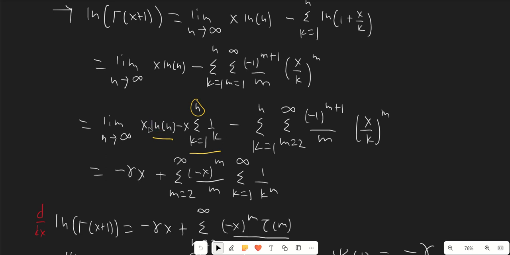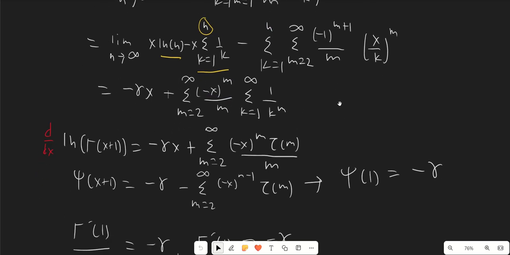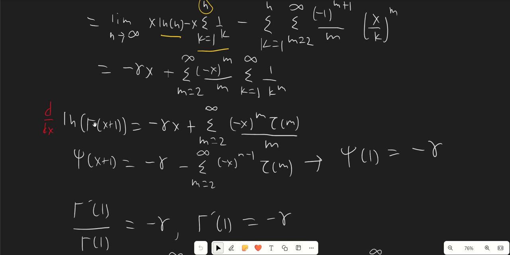So we have the limit as n goes to infinity of natural log of n minus H of n, which is just negative gamma, all multiplied by x. And we have this leftover summation. For this summation, we can go ahead and let n tend to infinity, because now this is just a normal infinite summation with no divergence. So we reorganize the terms, and we get that natural log of gamma of x plus 1 equals negative gamma x plus the sum from m equals 2 to infinity of negative x to the m, zeta of m all over m.